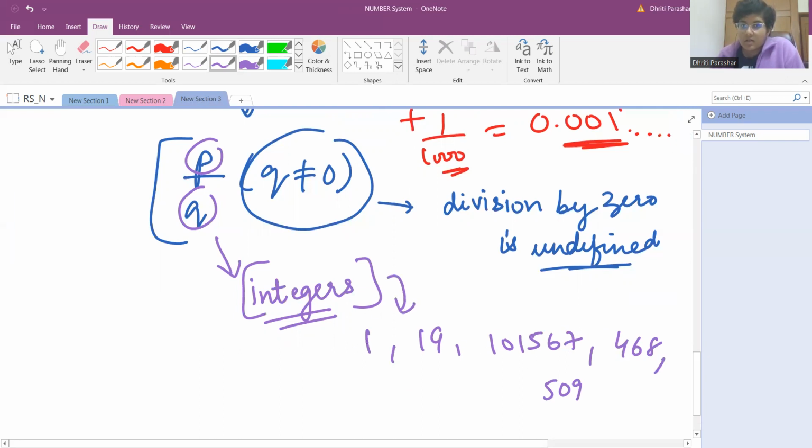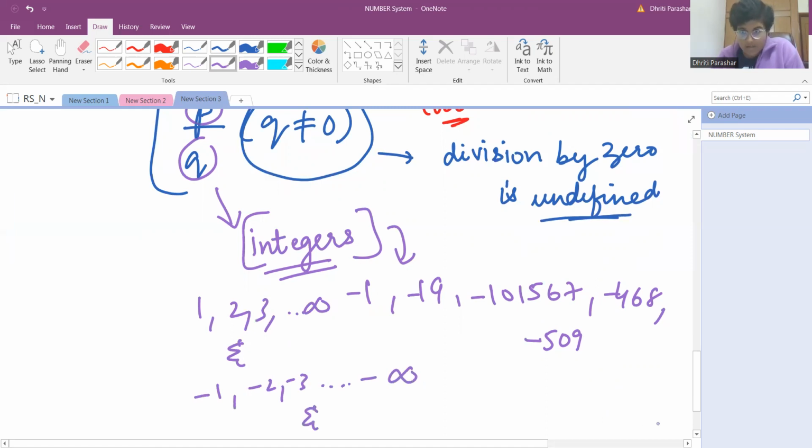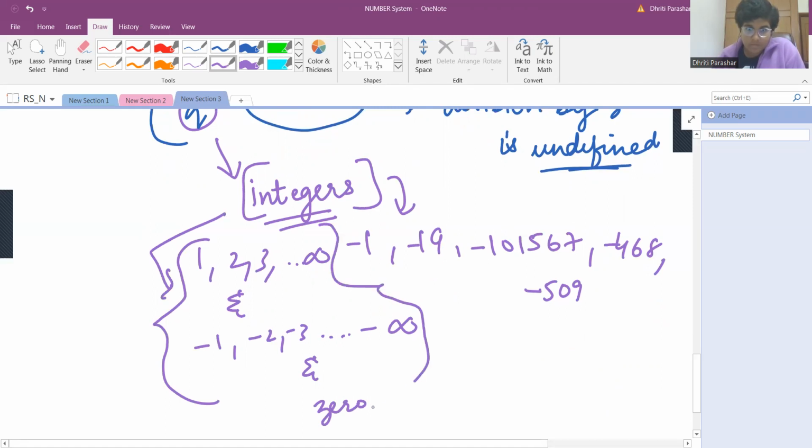These are integers, as well as their negative form. Minus 1, minus 19, minus 101567, minus 468, minus 509. All these are also integers. 1, 2, 3 to positive infinity, and minus 1, minus 2, minus 3 till negative infinity, and 0. All these are integers, right?